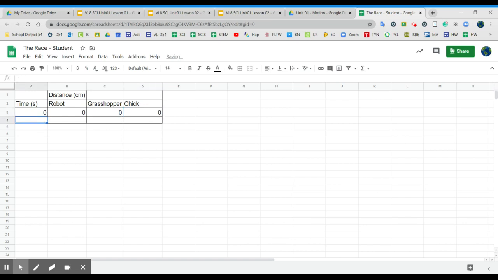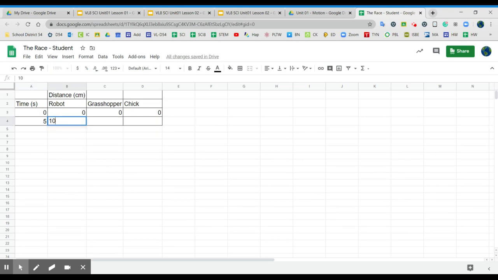They all moved for 5 seconds. So after 5 seconds, we had a certain distance. So the robot, if you remember, went 10 centimeters. Notice that I do not put units in here. Please don't do that. That will mess up your graph. The grasshopper moved 50 centimeters, the clear winner, I would say, and the chick moved 20 centimeters.